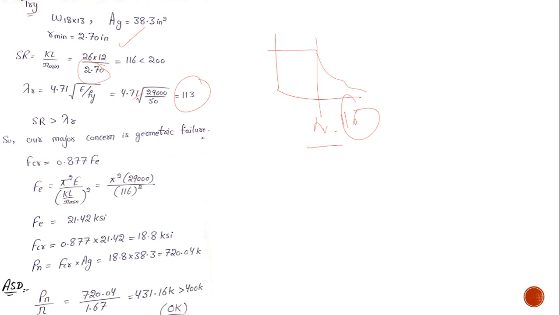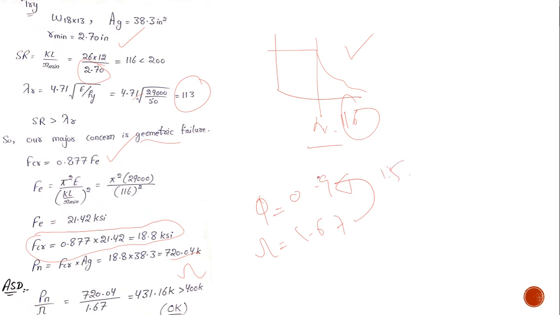So our major concern is geometric failure, because I am falling somewhere here. F critical would be computed as this, and it's very easy. Finally, I've been able to calculate F critical equal to 18.8 ksi. The nominal load would be F critical into Ag, and obviously this is 720 kip, so you have to divide it by a factor of safety, which is 1.67, because phi is 0.9 and the factor of safety should be 1.67, so that the product of the two gives us 1.5.